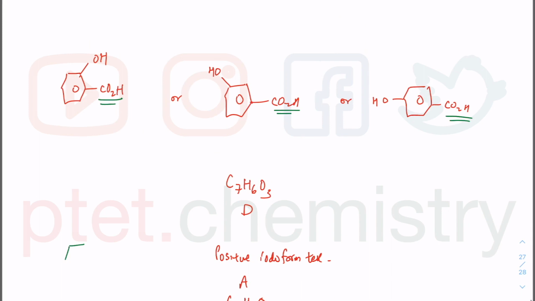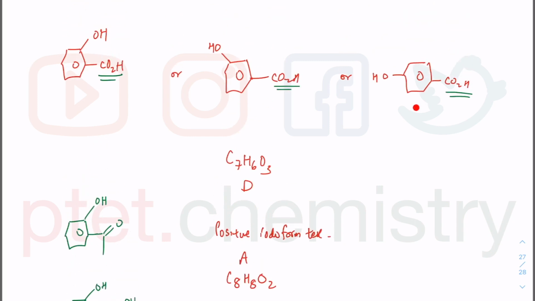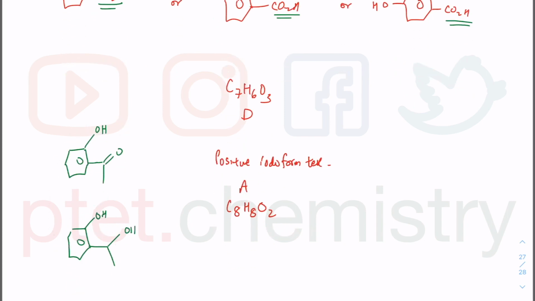So perhaps I am looking at CH3CO like this, or could I be looking at CH3CHOH? So it depends on really which one are we looking at. Are we looking at CH3CO or are we looking at CH3CHOH? I don't want to draw for these and these first, because I just want to work out the identity of A first. Is it going to be this alcohol? Is it going to be this ketone here? So let's try and work out the molecular formula.